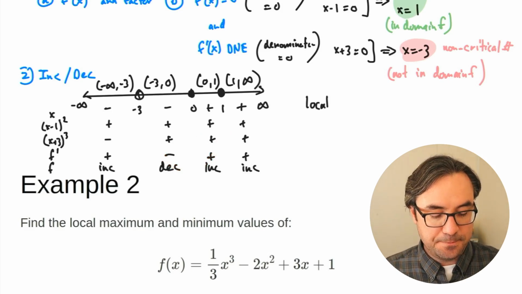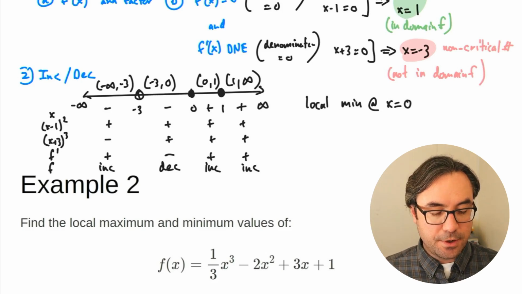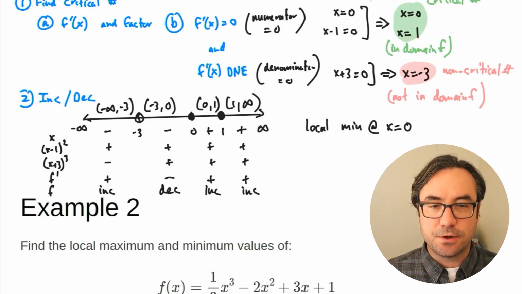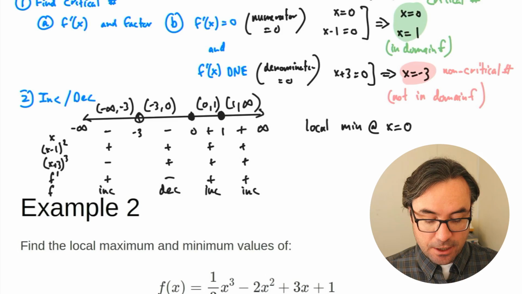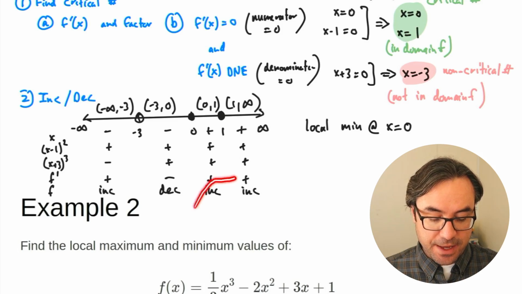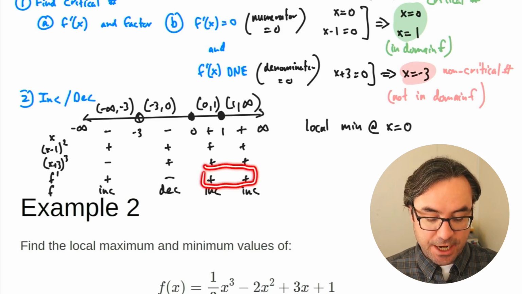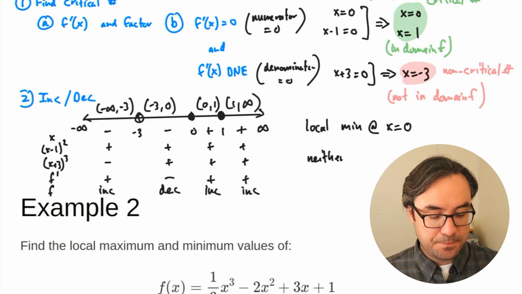So we have a local min at x equals 0. Now what about our other critical number? Well, we found x equals 0 and x equals 1. Those were our only two critical numbers. If we look at x equals 1, what's going to happen here is our graph is increasing, and then it's going to flatten out, and then it keeps on increasing. So in this case, there's not a sign change. So we have neither max or min at x equals 1.